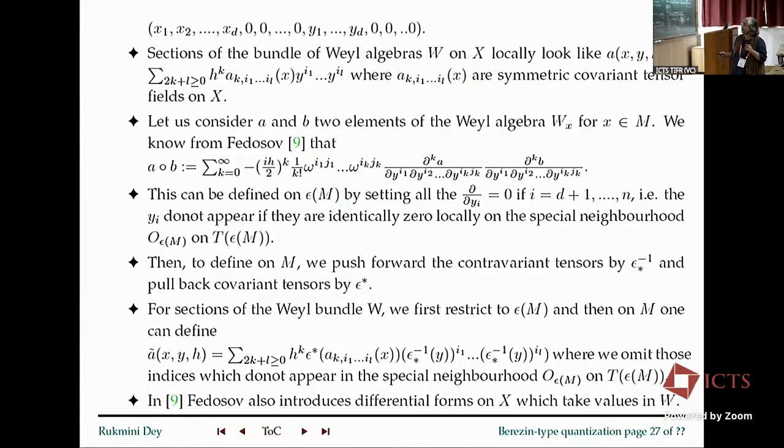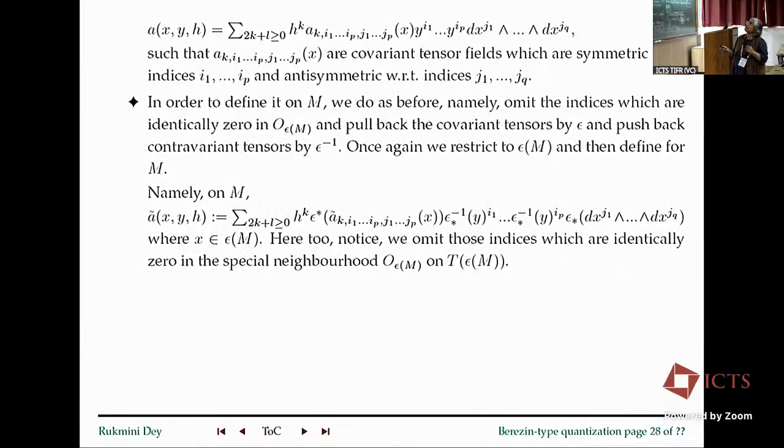Okay, so this is how I define it on M. And now this is not enough. You have to also introduce differential forms. So these are just Weil algebra tensor with some differential forms of dimension P. And then again we do the same. We just restrict it to epsilon m and remove all the variables which do not contain this, and then pull it back to m. So this is how we define the A tilde xyh on m.